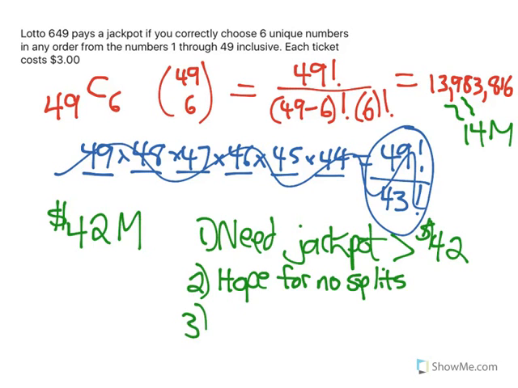And the third thing to consider is taxes. Depending on your federal or provincial tax rules around lotteries, you may have to pay that. So you're buying your tickets with $42 million after-tax dollars, but is the jackpot before tax or after tax? So unlikely you'll ever want to buy every single combination because you'd have to hope for no splits and have to worry about tax implications.